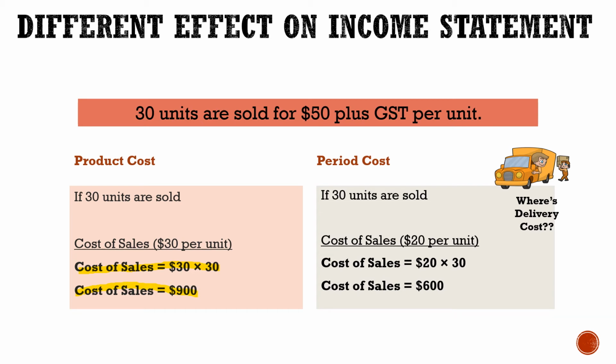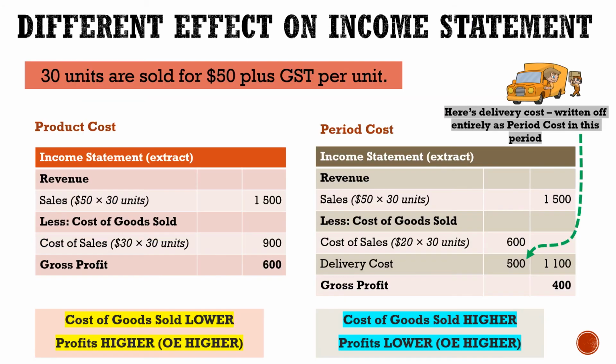On the other hand, if we are applying the period cost, the cost of sales calculated for the 30 units sold will be the $20 cost price times 30 units. This will give us a total cost of sales of $600, which is lesser than what it was if the product cost was used. This is where we can identify the different effects that the product cost and the period cost methods have on profits, which are reported in the income statement.